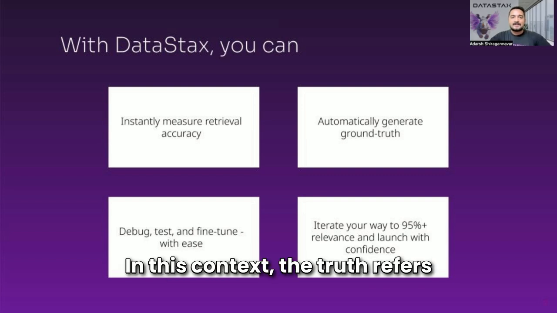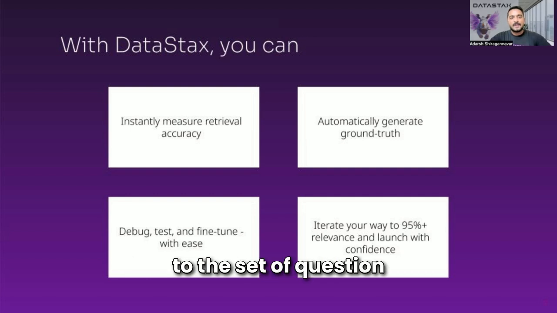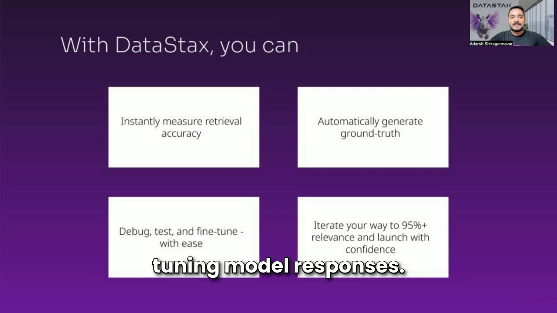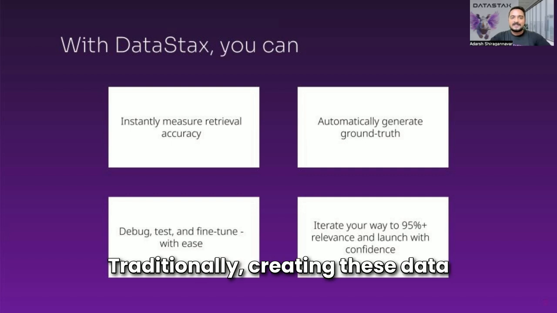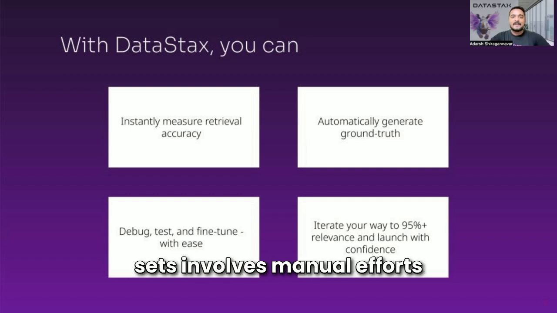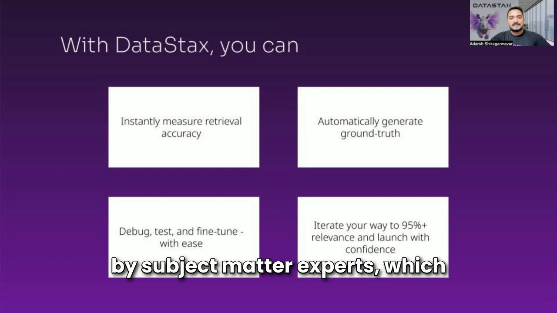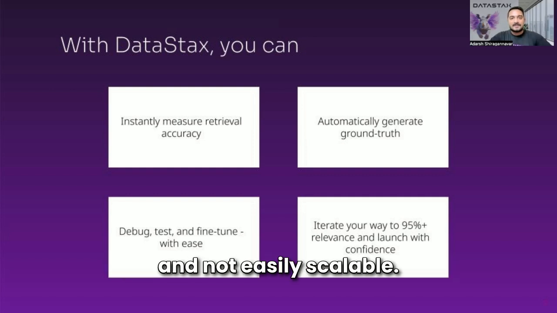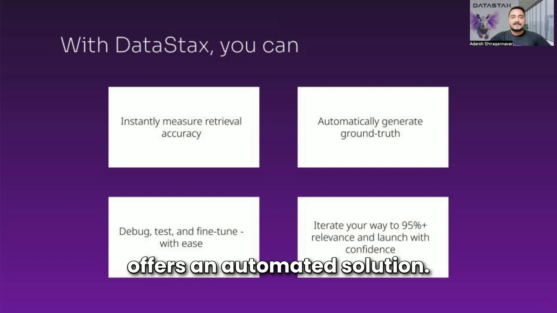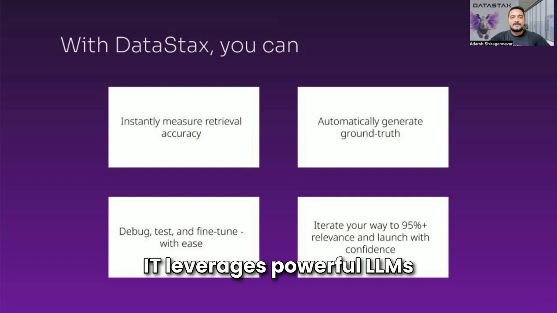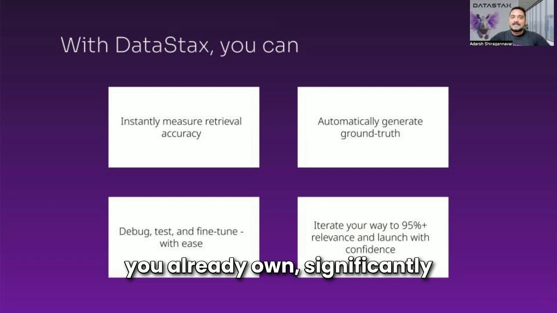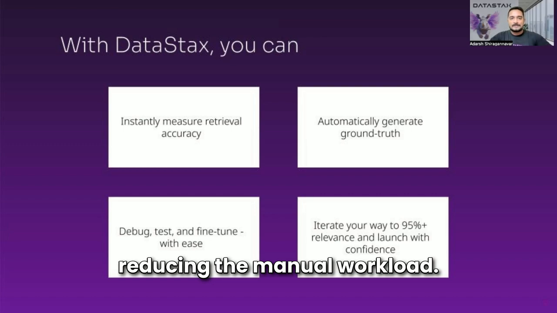In this context, the ground truth refers to the set of question and answer pairs that serve as a benchmark for evaluating and fine tuning model responses. Traditionally, creating these datasets involves manual effort by subject matter experts, which, as you all know, is time consuming and not easily scalable. To address these challenges, we have built a toolkit that offers an automated solution. It leverages powerful LLMs to generate QA pairs from the data you already own, significantly reducing the manual workload.